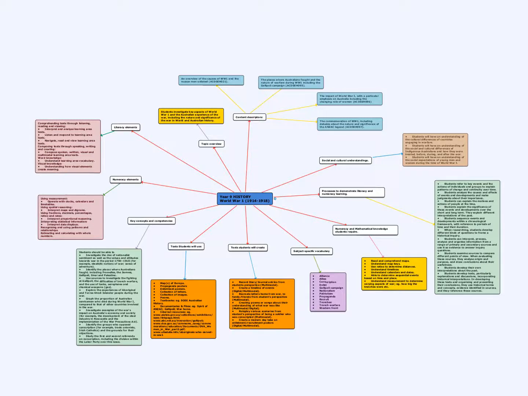Hello and welcome to the audio explanation of the concept map. I have chosen Year 9 History and the topic I've chosen is World War I.